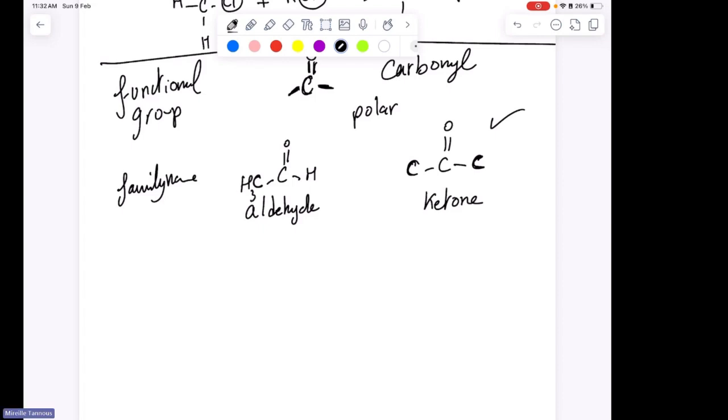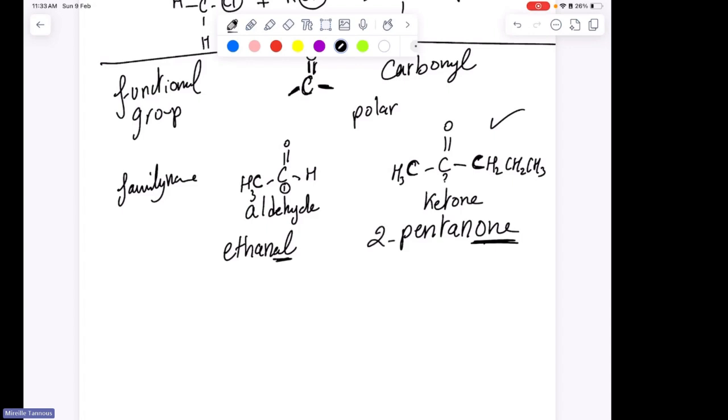For the aldehyde, I will end it with "al", like in ethanal, and I don't have to say that this is carbon number one. Whereas in the ketone, for example, I need to say which number it is. So 1, 2, 3, 4, 5. That's a pentanone. The termination would be "one", not "al", and you will say that it is on the second one.